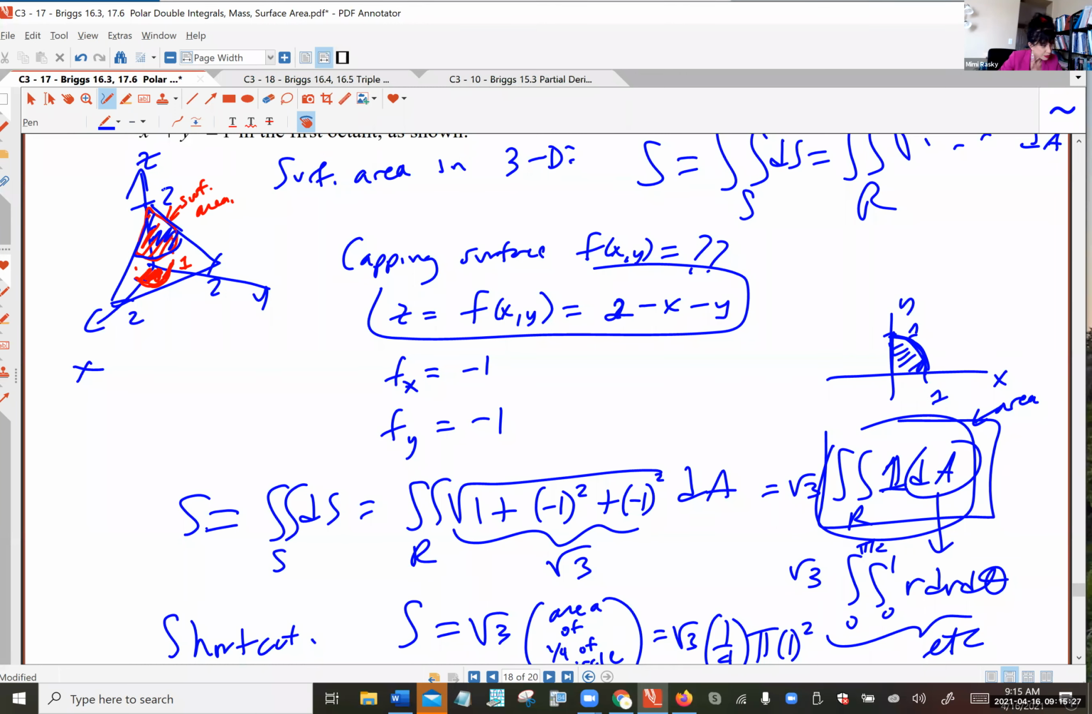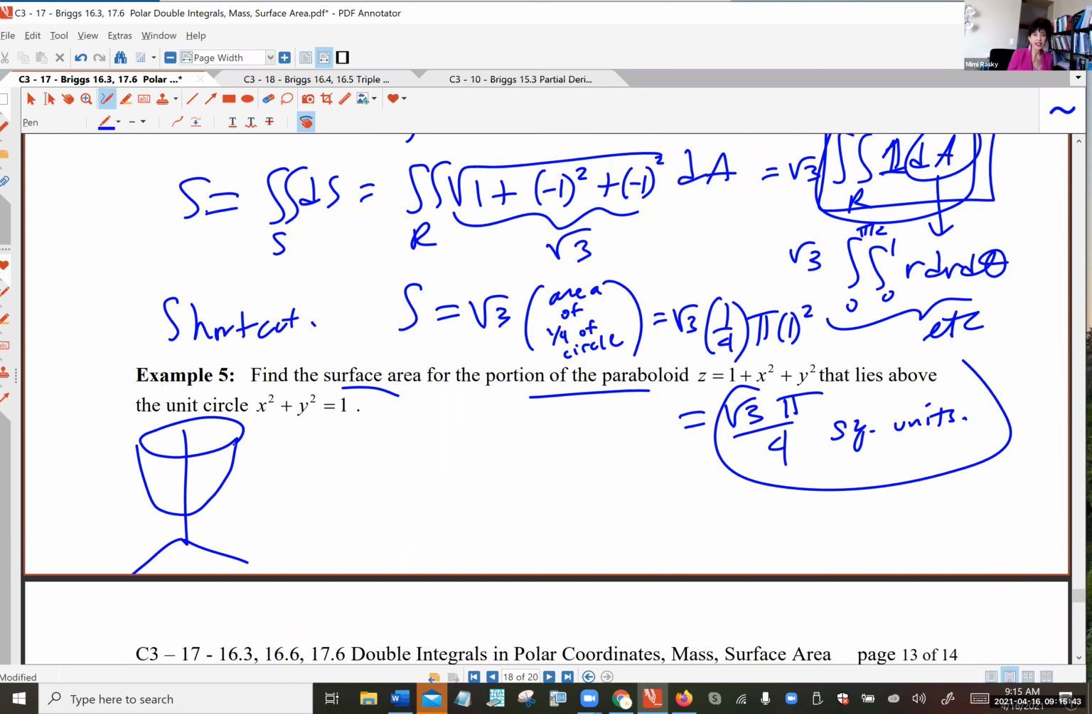So this one's harder. We're going to find the surface area of the portion of a paraboloid. May I remind you, a paraboloid is kind of like a 3D analog of a parabola. And this paraboloid opens upward with a vertex there at (0, 0, 1) on the z-axis. Nice. Now, do we want to find the surface area of that entire paraboloid? No, that would be infinity.